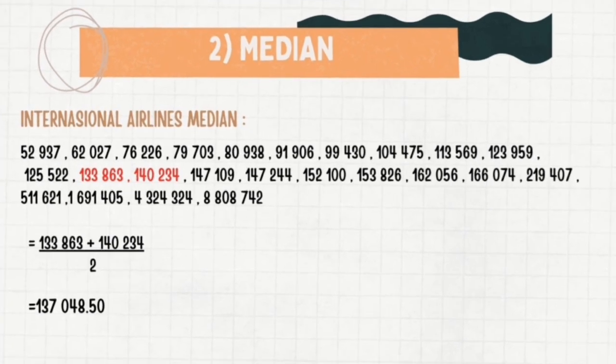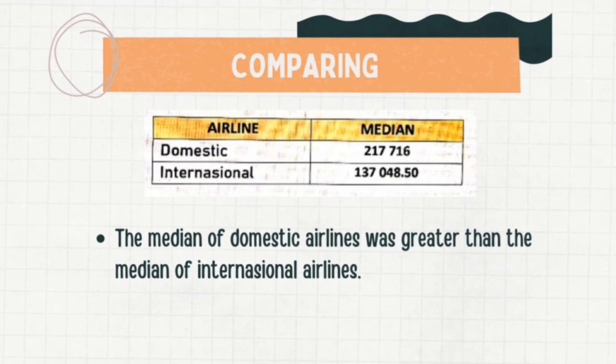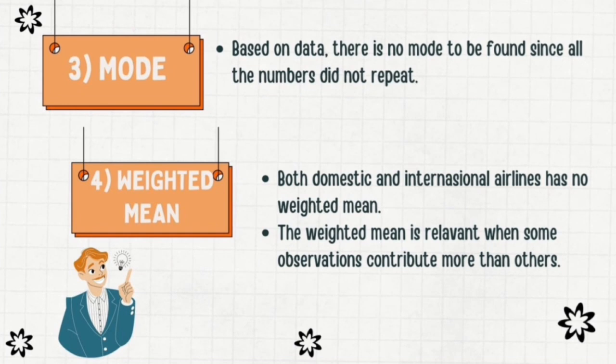Median of international airlines, same as the domestic calculation, so we get the answer 137,048.50. The median of domestic airlines was greater than the median of international airlines. Based on the data, there is no mode to be found since all the numbers did not repeat. Both domestic and international airlines have no weighted mean.